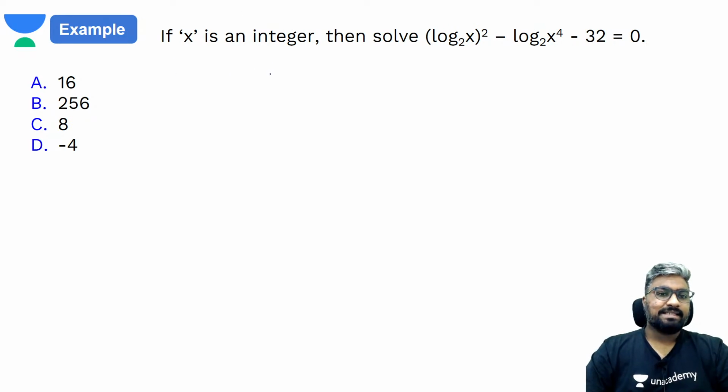What are they saying? If x is an integer, then solve (log x base 2) whole square minus log of x to the power 4, base 2, minus 32 is equal to 0. Let's see if you can do this.